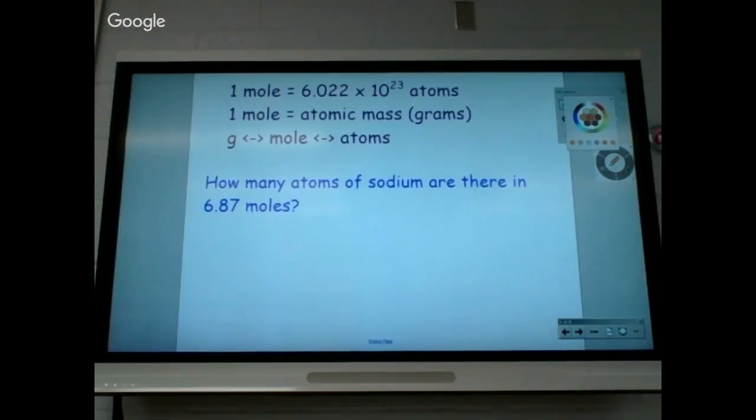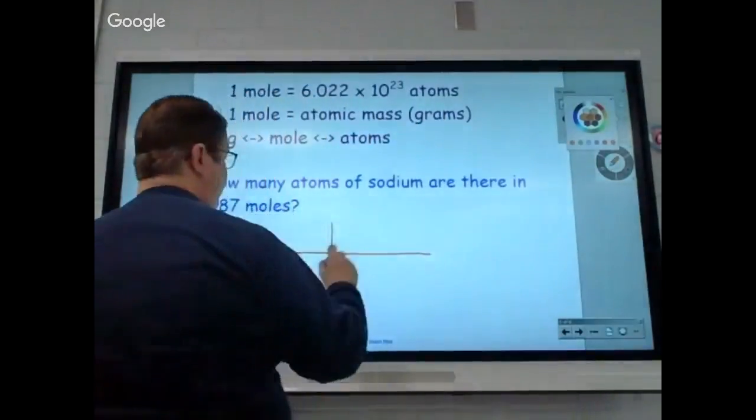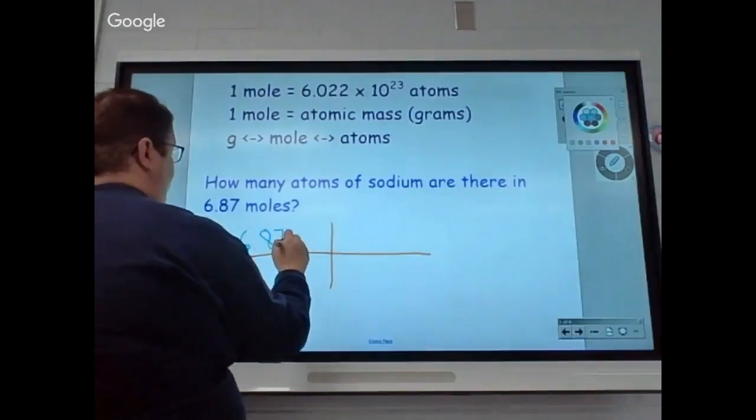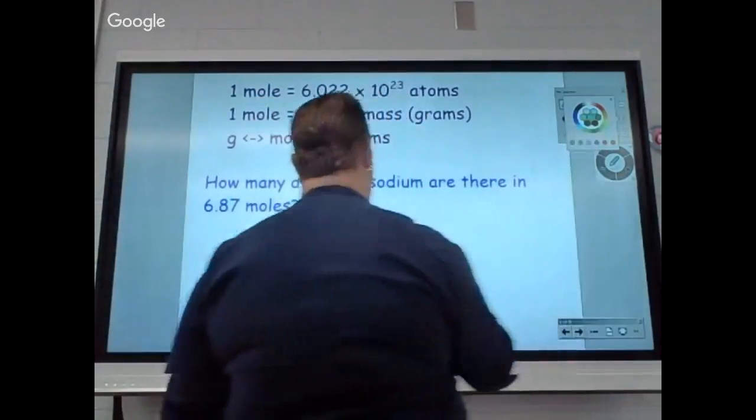All right, we got it? Yeah. So, what am I doing this time? Draw the chart. Drawing the chart. What goes on top? 6.87 volts. Okay. On the bottom and on the top.